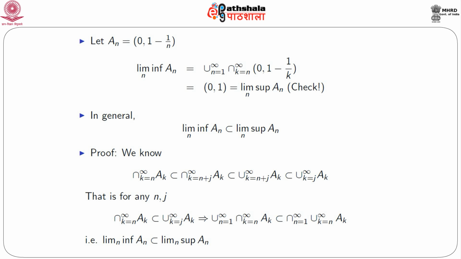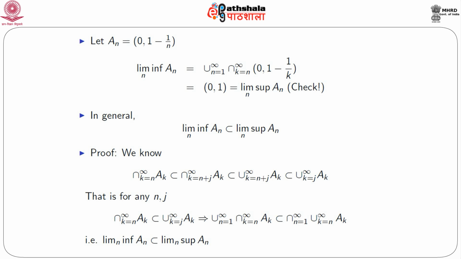In general, lim inf is a subset of lim sup. The proof is not very hard to understand. Now, we know that the intersection over k from n to infinity of a_k will be a subset of the intersection over k from n plus j to infinity of a_k. This is because in the second set, we are taking fewer intersections. Whenever we take fewer intersections, the set gets bigger.